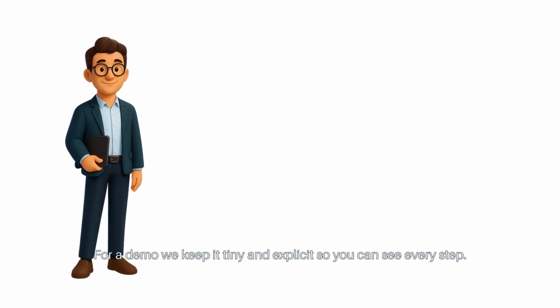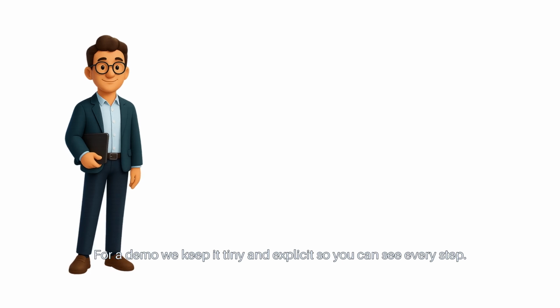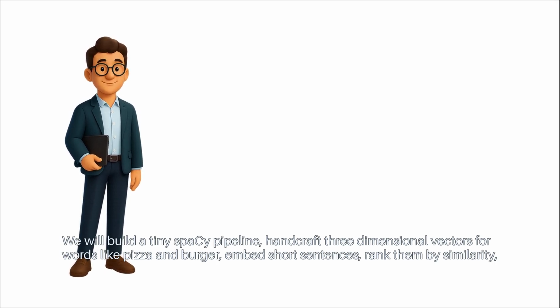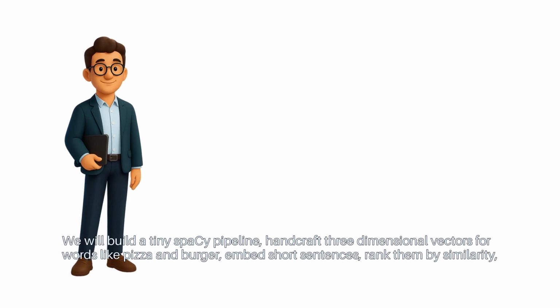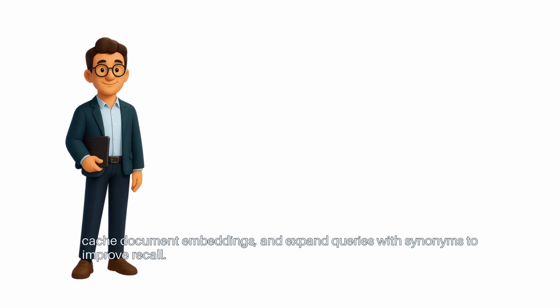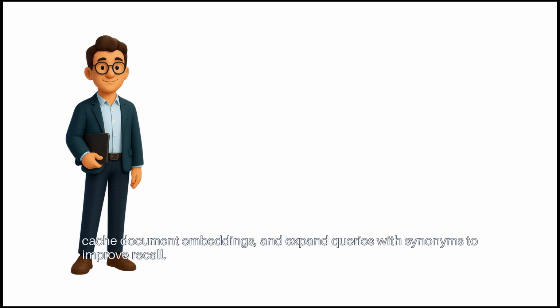For a demo, we keep it tiny and explicit so you can see every step. We will build a tiny spaCy pipeline, handcraft three-dimensional vectors for words like pizza and burger, embed short sentences, rank them by similarity, cache document embeddings, and expand queries with synonyms to improve recall.